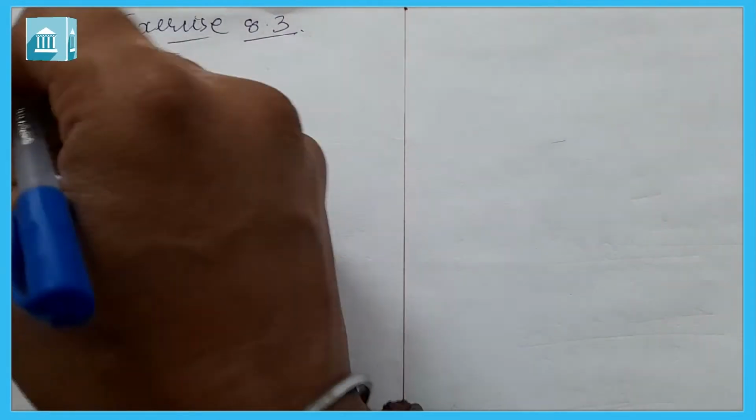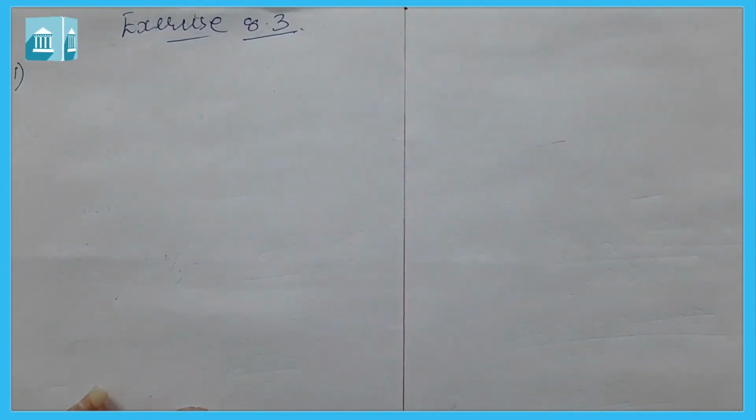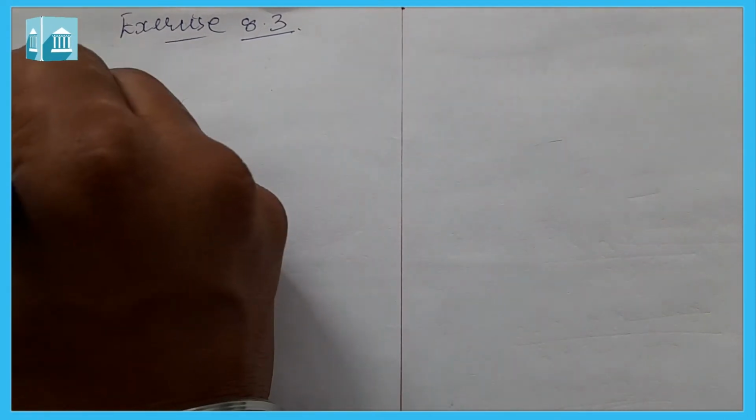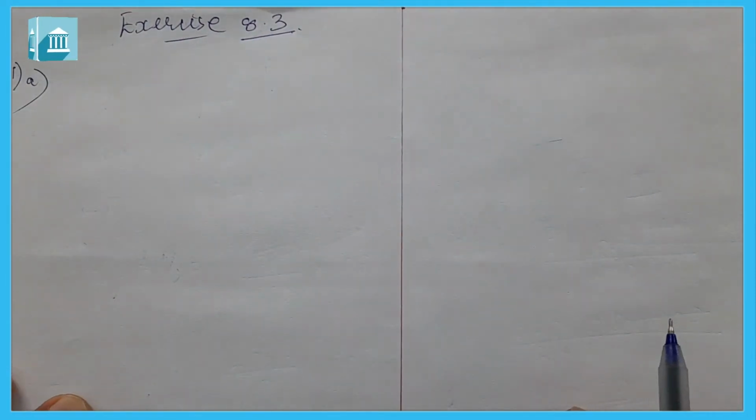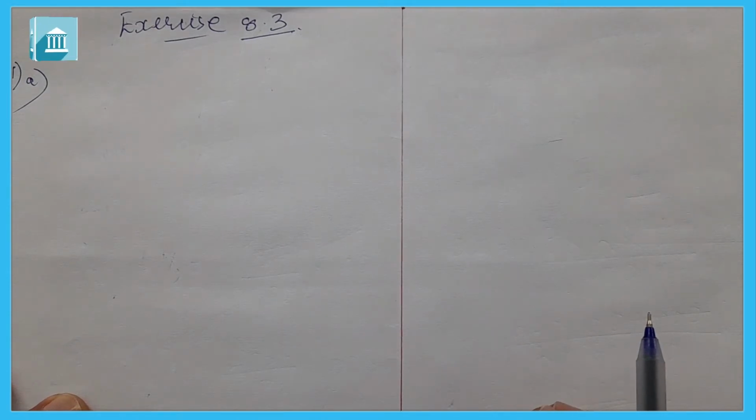Now let us start exercise 8.3. In exercise 8.3, question number 1 is, tell what is the profit or loss in the following transaction. Also find profit percent or loss percent in each case. Here first we will do the A1. In A1 it is given that gardening shear bought for rupees 250 and sold for rupees 235.